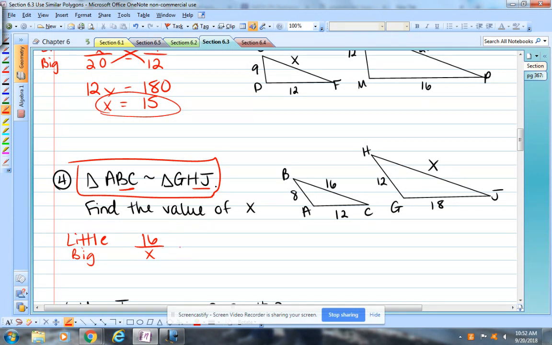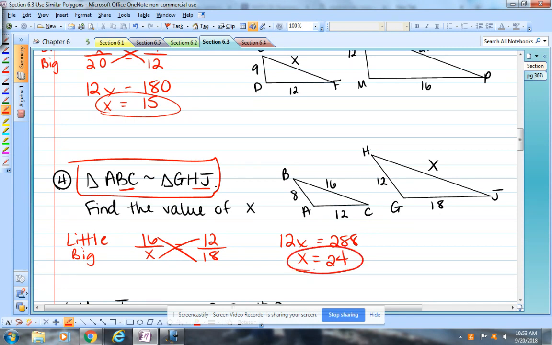Now somebody give me a pair of corresponding sides where I know both of their measures. AC and GJ, and double check. AC does correspond with GJ. So which one is the length from the small triangle? And what's the length from the big triangle? And then you cross multiply. X times 12 is, and 16 times 18 is 288. And then you divide by 12 and X equals what? 24.